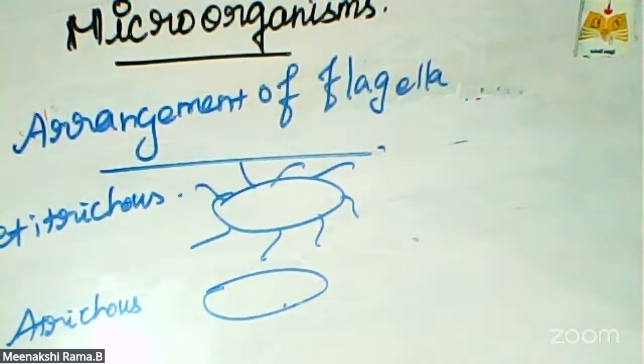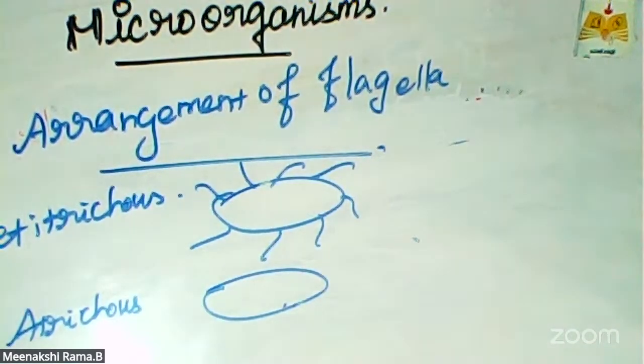Bacilli, Spirilla, Cocci, and Vibrio are the divisions of bacteria according to the shape of the cells. Second category is classified according to the arrangement of flagella. First one is Monotrichous, so a single flagellum at one end only. And Lophotrichous, a bunch of flagella at one end, and then Amphitrichous is at both ends, only one.